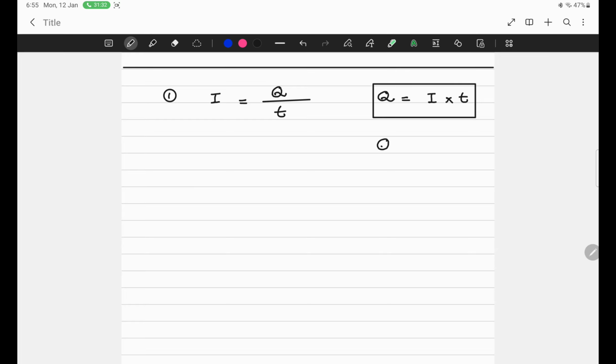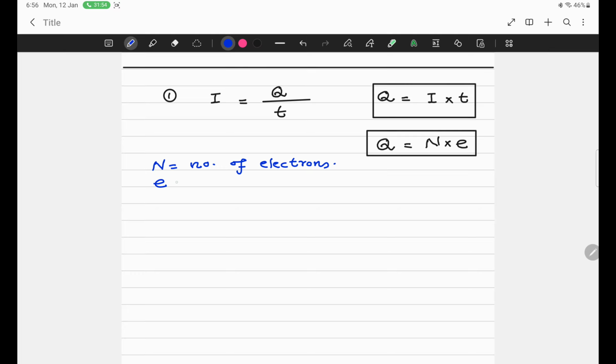Sometimes they will ask to calculate the number of electrons. So Abdullah, if they ask to calculate the number of electrons, then Q is equal to NE. Sir, what is capital N? N is for number of electrons. And E is for elementary charge, or the charge of one electron. It is formula number one.